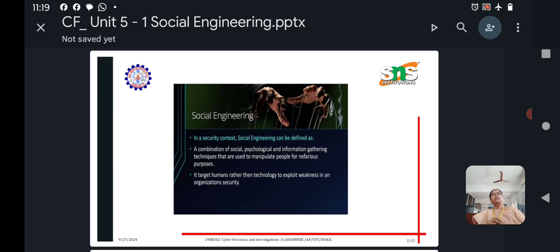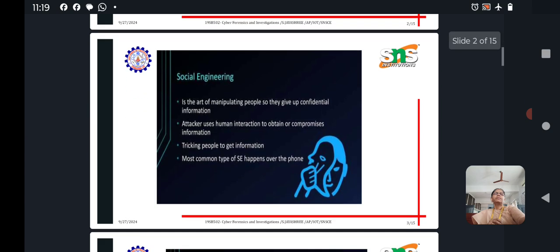This is an old type of cyber attack. Coming to the next slide, it is the art of manipulating people so they give up confidential information. Without knowing, we are giving our personal information. That is social engineering. The attacker uses human interaction to obtain or compromise information, tricking people by applying various tricks to gather information.